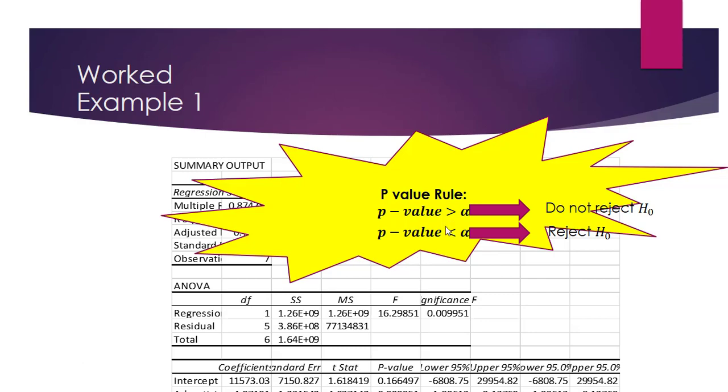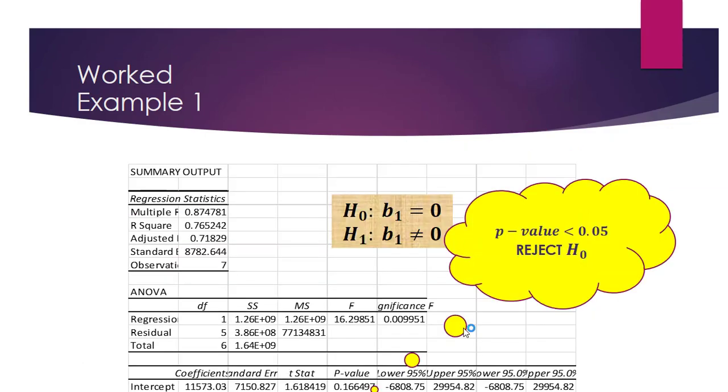If the p-value is higher than your significance level, or alpha, we do not reject the null hypothesis. If the p-value is smaller than alpha, we do reject the null hypothesis. Looking at the table, we see that the p-value for B1 is this number here, 0.009951, pretty much smaller than 0.05.